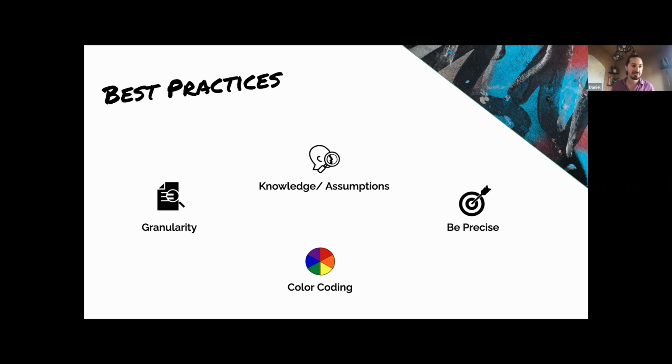Color coding, again, is really important. There are a lot of different ways to color code, but it's good to have 16 different colors of Post-it notes handy, or maybe permanent markers.